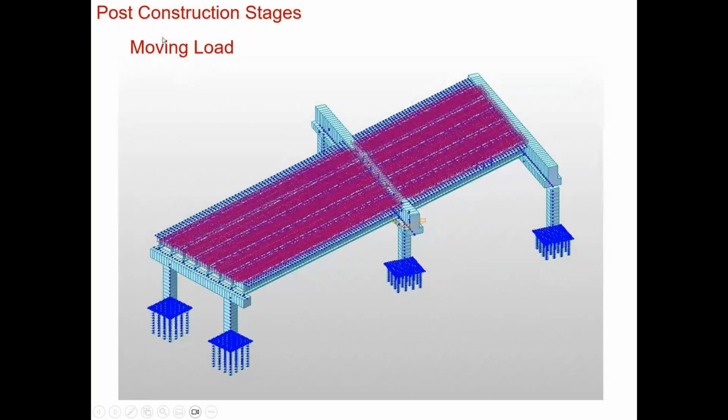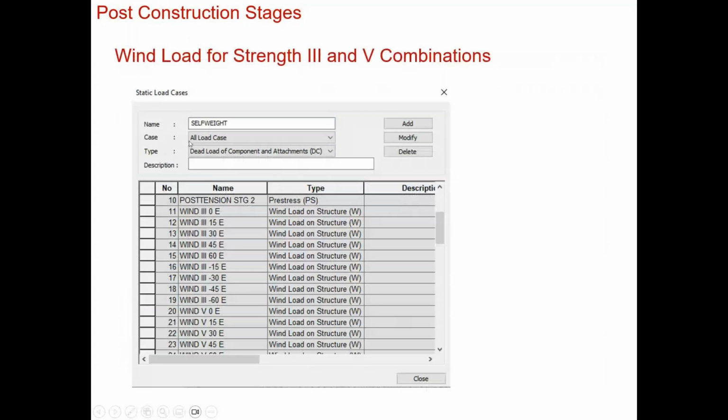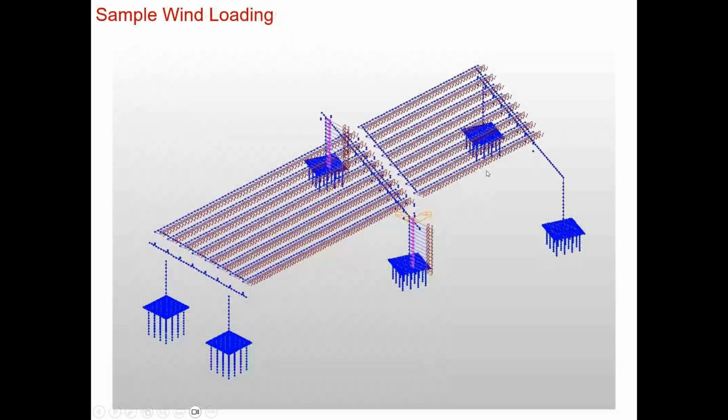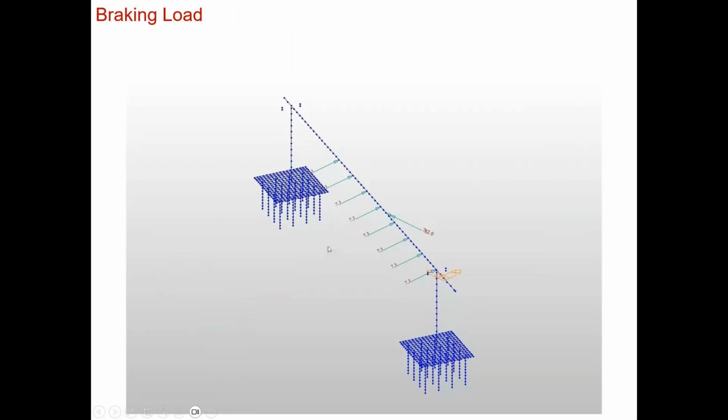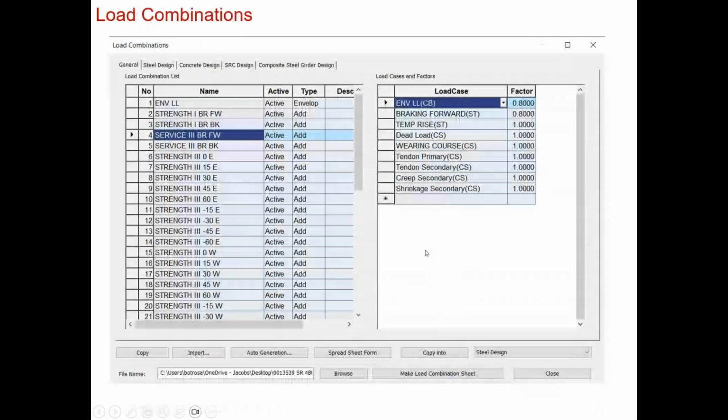And of course, for the post-construction stages, we define the moving load case, and I'm sure that you are aware of the moving load definition in Midas. We have done it many times. And also all the wind load cases for the strength 3 and 5 combinations are defined in the model. This is just a sample showing how the wind load is applied for one of the cases. And the braking load also was applied directly to the bend, equally distributed on all the bearings, and the torque that's also associated with the braking force was applied to the bend.